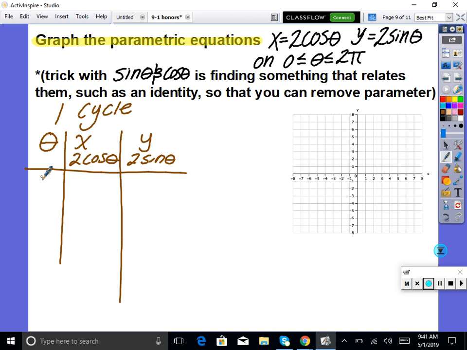I personally just like graphing rectangular, not theta, like not cosine and sine. I'd rather just graph a rectangular function. So I'm going to remove the parameter, everybody. I'm not going to do it this way. I don't want to have to do unit circle on this one.